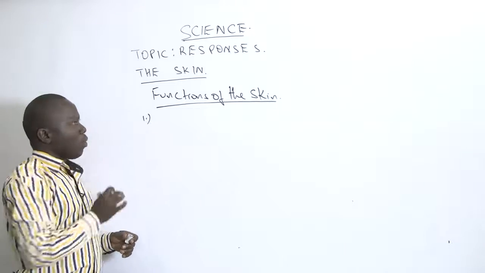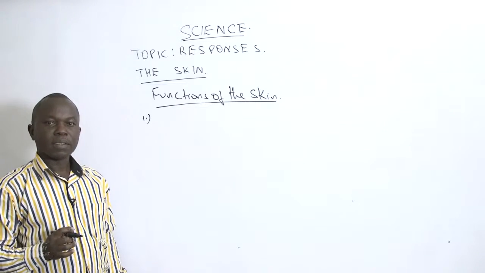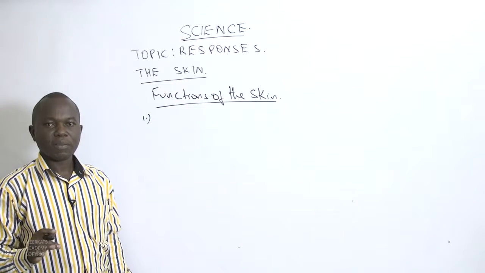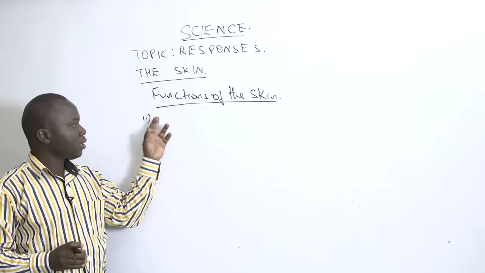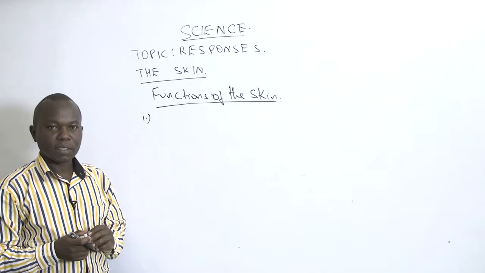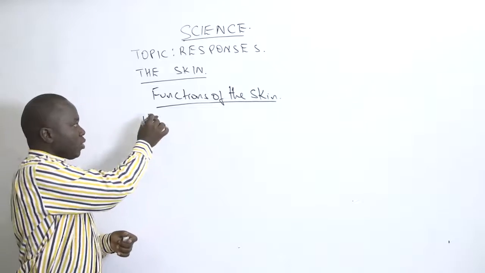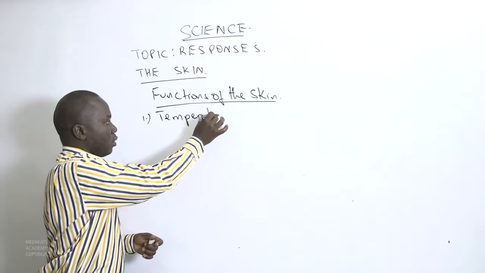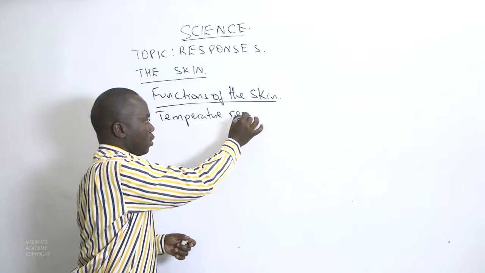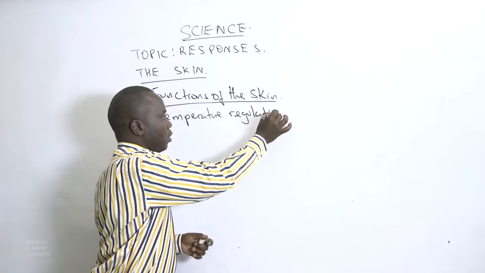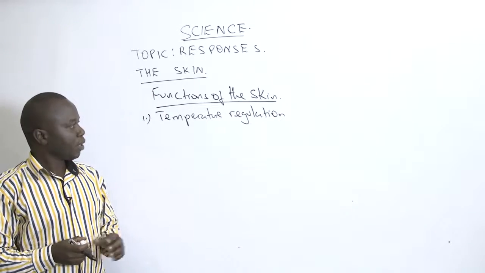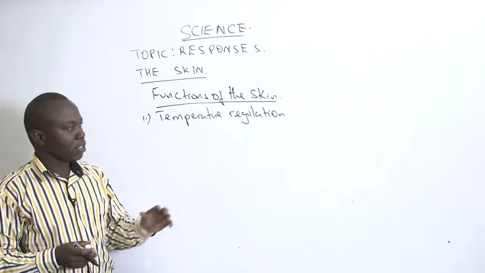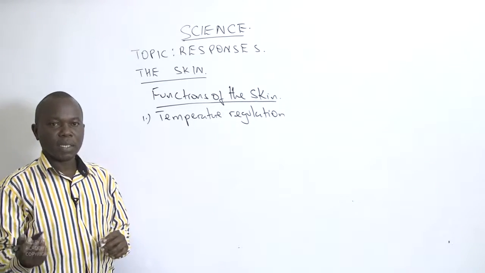So one important function of the skin, when there are changes in, for example, the external environment in terms of temperature, it is the skin that will respond first. So one of the functions is temperature regulation. So how is this going to be accomplished? This one is going to be accomplished through various means.